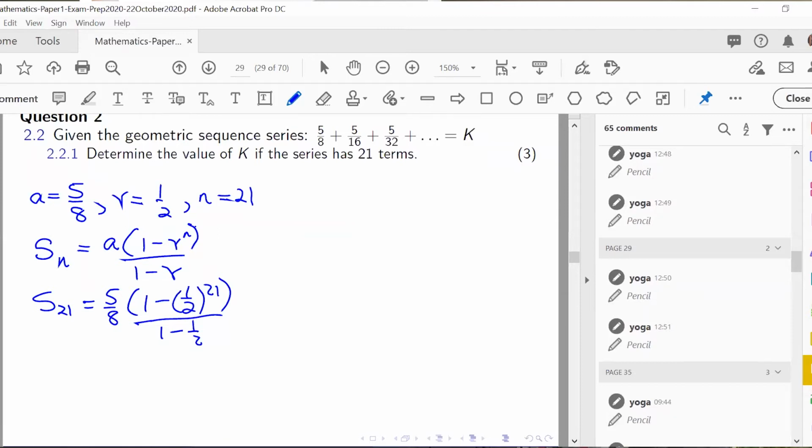Okay, now I am going to use the calculator right away and get 1.2499, which is approximately 1.25.